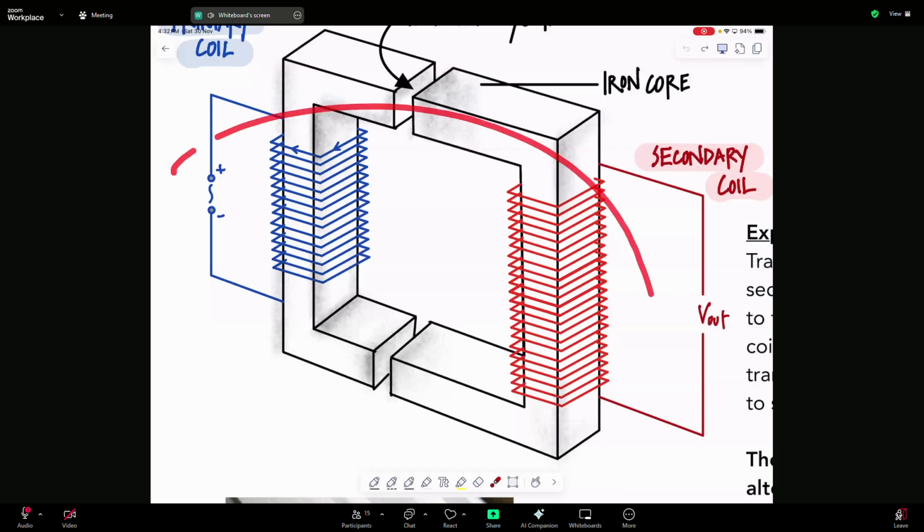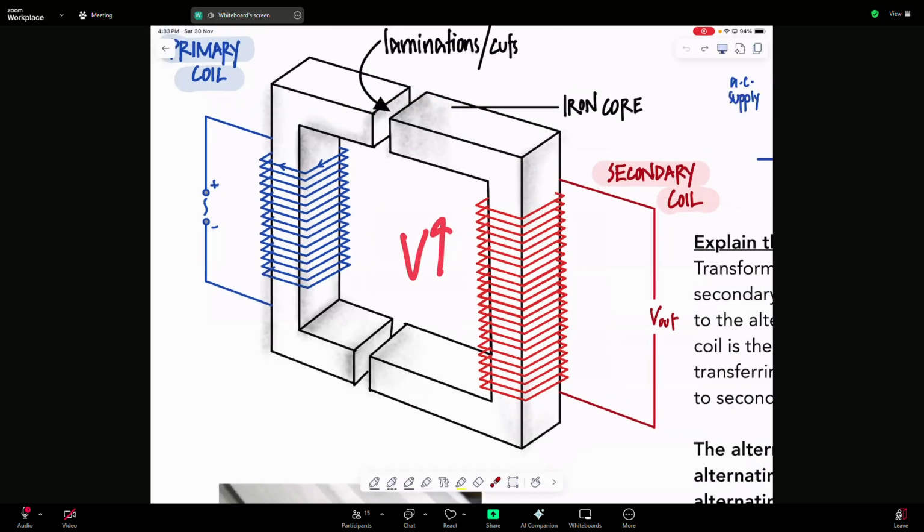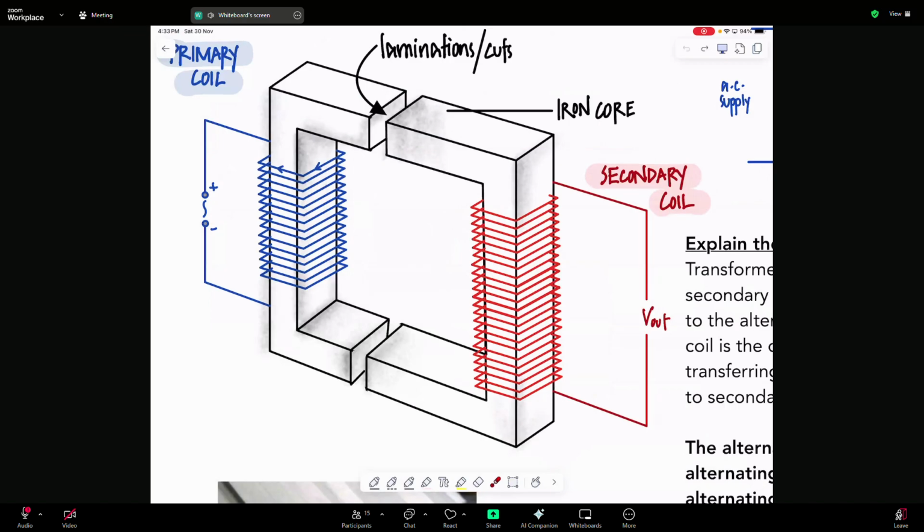A transformer, at the end of the day, is a what transferring device? Power transferring device, right? So you can take in a power, the same voltage and current, and then transmit it. This is all O levels. So A level, second way.